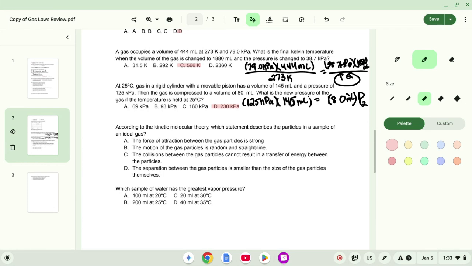According to the kinetic molecular theory, which statement describes the particles in a sample of an ideal gas? We can eliminate A because in an ideal gas there are no forces of attraction, but the answer will be B because in an ideal gas, the gas particles move in random straight lines. Which sample of water has the greatest vapor pressure? The answer is D because it has the highest temperature, 35 degrees Celsius.